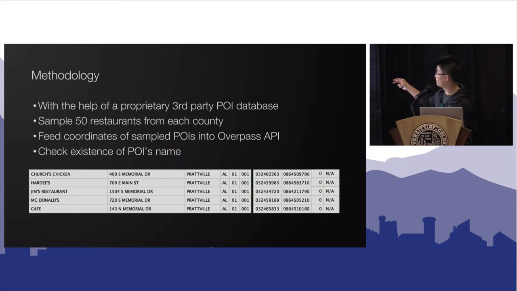Down below, you can see data about five entries. The trimmed version, because there are a bunch of unused columns in between. Church's Chicken is in Alabama, Prattville, I believe it's a county, yeah. And it's at 400 South Memorial Drive. The last two columns are add-on columns. The second last is the matching score.